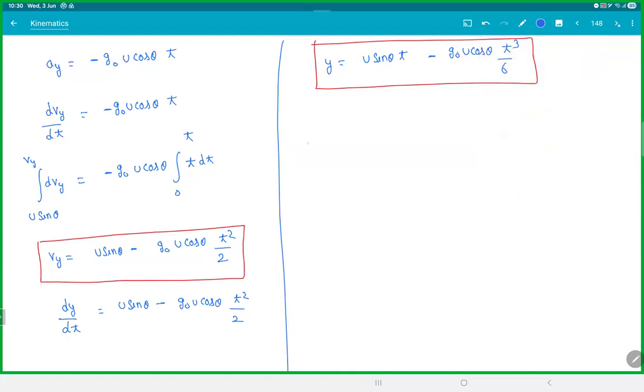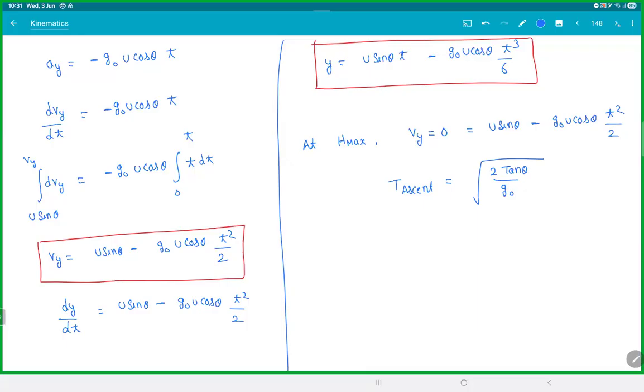So what to do for here? Look at this. You want to find H max? When you reach H max, what happens? Vy becomes 0. These stories are always still the same. If Vy is 0, this is u sine theta minus g naught u cos theta t square by 2. So this will give you time of ascent, which is root of 2 tan theta by g naught. This is your time of ascent.